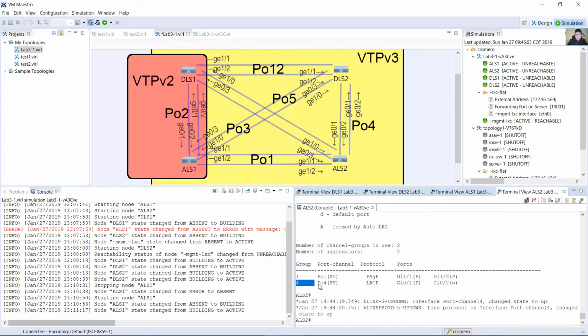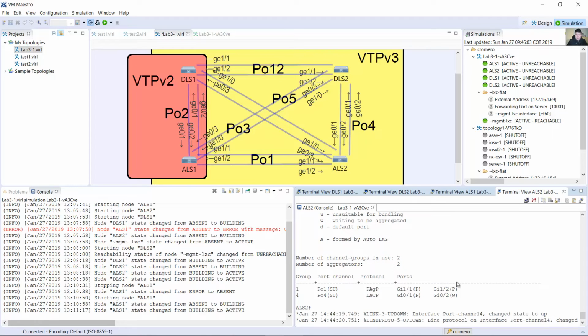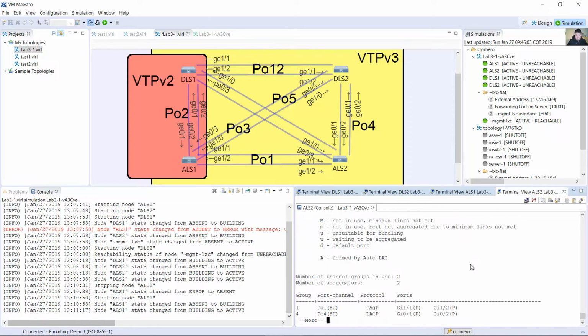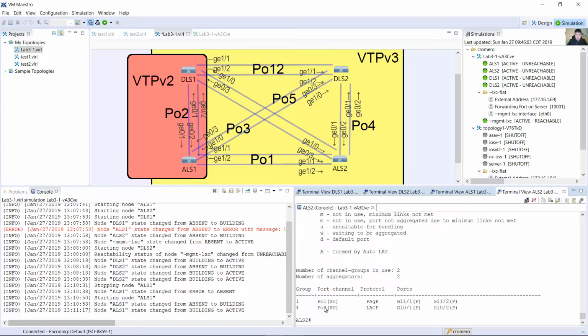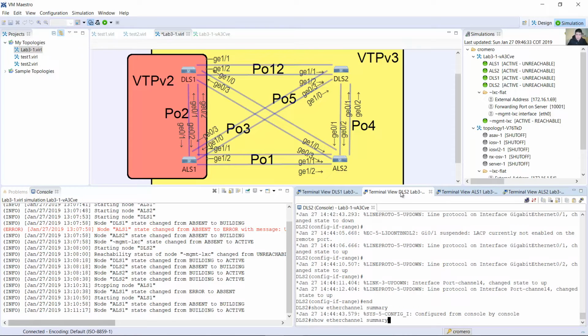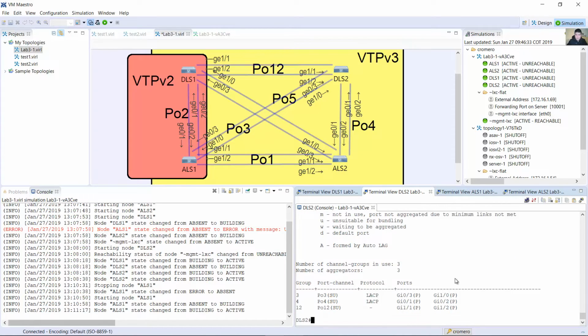Okay, look at number 4, it uses LACP and W, waiting to be aggregated. Okay, wait some seconds and verify again. Okay, now very well configured, SU and P bundle in a port channel. Very good. Verify on DLS2 and show the channel summary. Okay, very well configured.